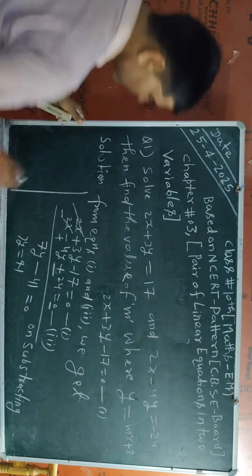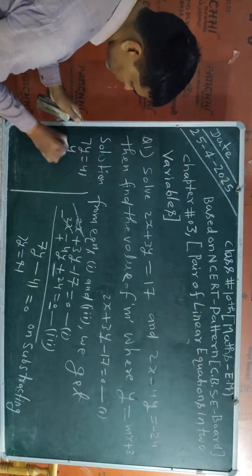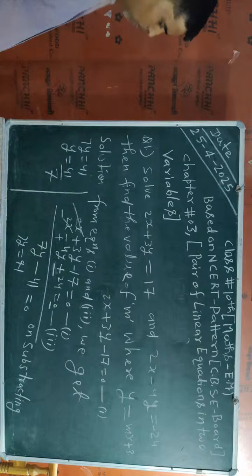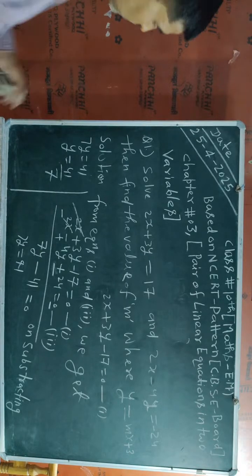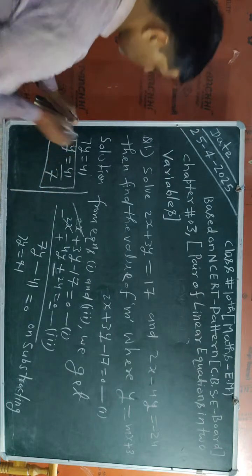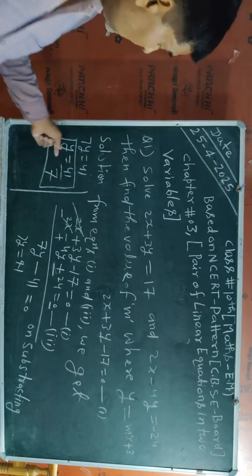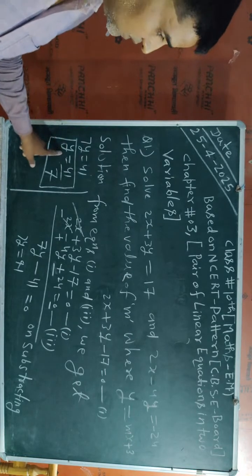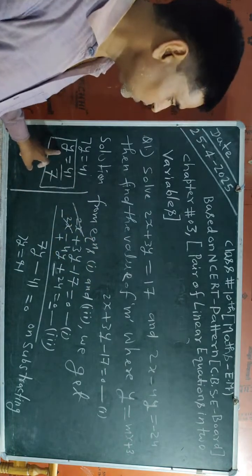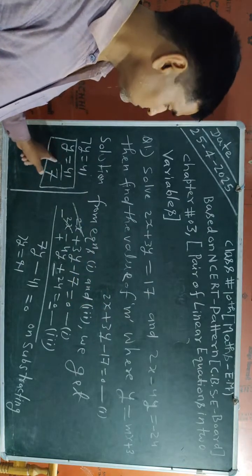After simplifying, I will say 7y is equal to 41, therefore y is equal to 41 divided by 7. Okay, so here I have got the value of y. Okay student, now I will put the value of y in equation first, and then we will get the value of x with this value of y.